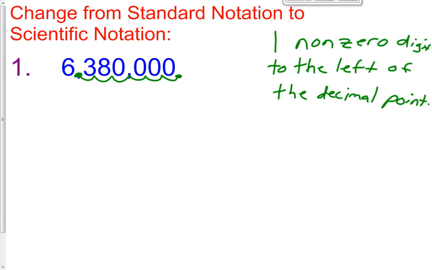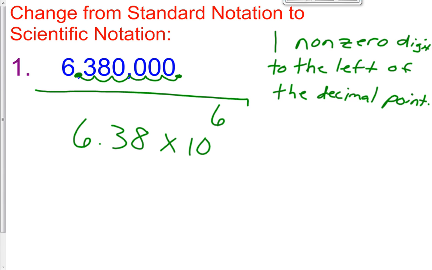So it's the same thing as 6.38, and I moved it over 6 times. So I'm going to say times 10 raised to the 6th power. Because I moved it 6 times, I'm moving it left, so I'm making this 6 million number very, very small. It's 6.3. So I have to make up for that by multiplying by 10 to the positive 6th. So there we have this one in scientific notation.